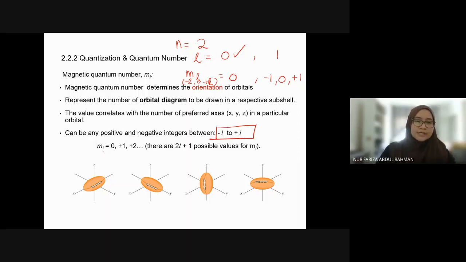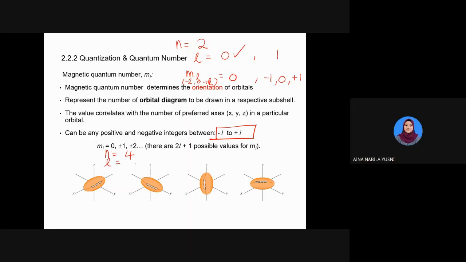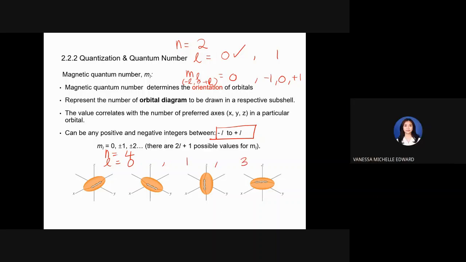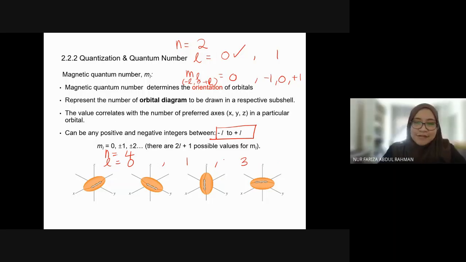Let's try n is equal to 4. If n is equal to 4, that means L is equal to 0, 1, 2, 3. Ada 4 ke? Tak ada.